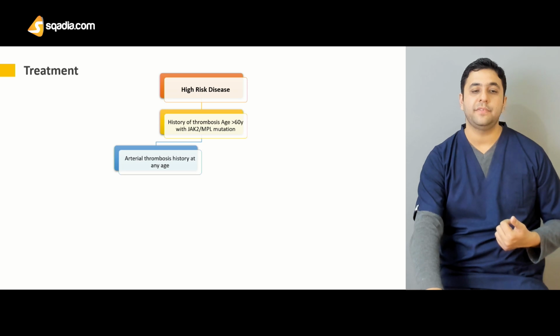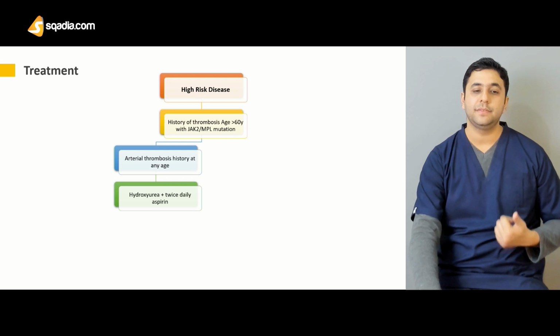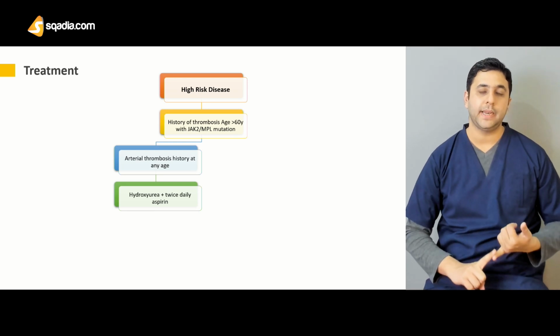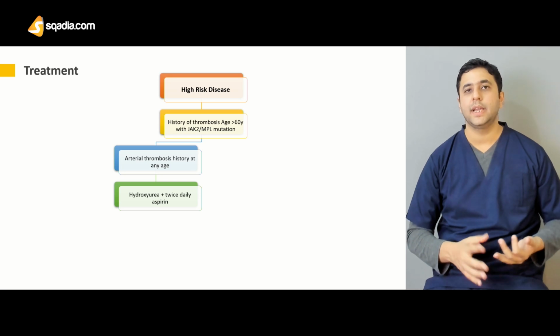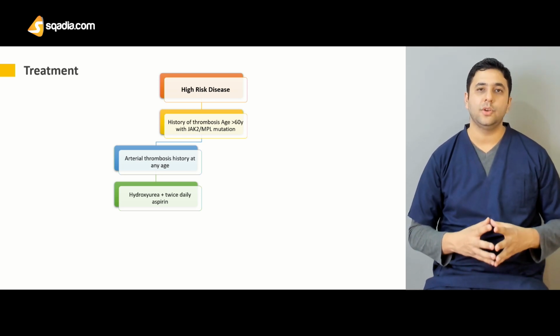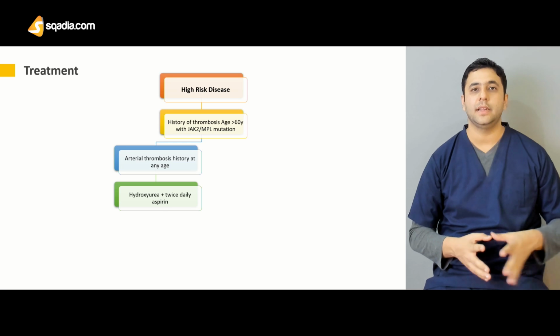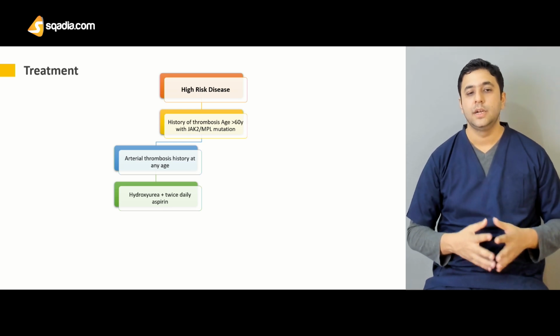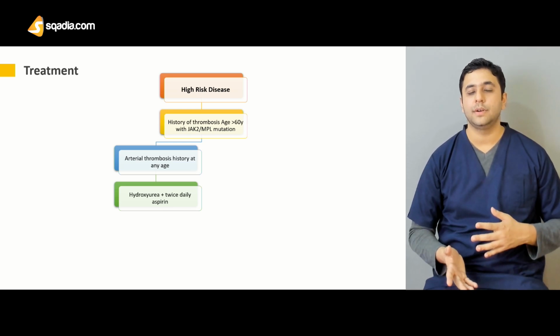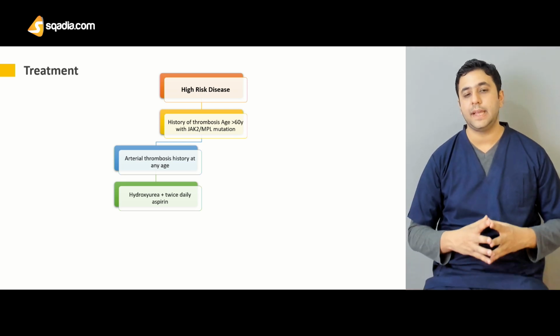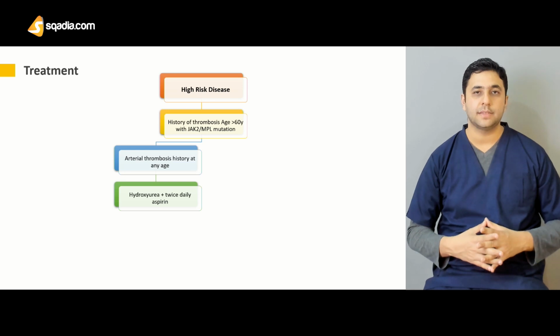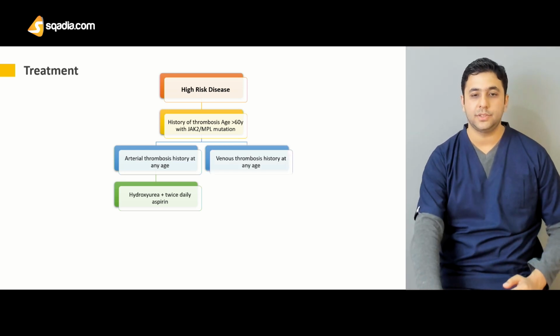In these patients, if they have an arterial thrombosis history at any age, then we have to give them twice daily aspirin along with hydroxyurea. Aspirin and hydroxyurea are basically arteriolar vasodilators. They prevent the arteriolar circulation problem. So if we have an arterial thrombus in the patient at any age, be it in the young age or at the extremes of age, you have to give twice daily aspirin along with hydroxyurea to these patients.